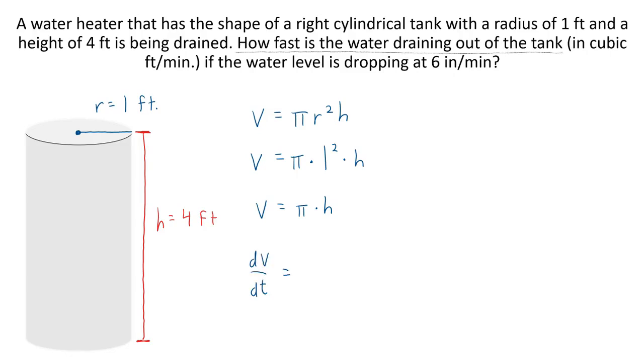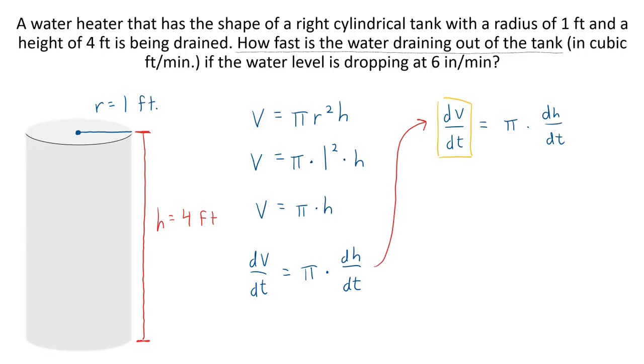Differentiating V with respect to time gives us dV over dt. The derivative of pi h is pi. But because we're differentiating with respect to time, not with respect to h, we have to multiply that by dh over dt. And now this is our rate of change equation. And we want to know how fast the water is draining out of the tank in cubic feet per minute. So another way of saying that is we want to know what dV over dt is. We want to know how the volume is changing with respect to time.